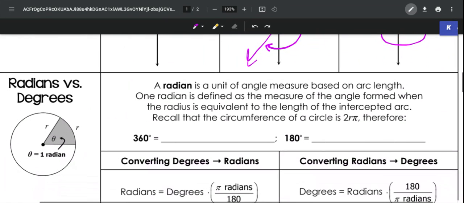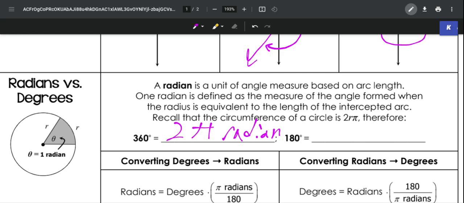Now, let's look at radians versus degrees. A radian is a unit of angle measure based on arc length. 1 radian is defined as the measure of the angle formed when the radius is equivalent to the length of the intercepted arc. That's just a bunch of fancy language for what we'll get into to actually calculate these. So 360 degrees is 2 pi radians.